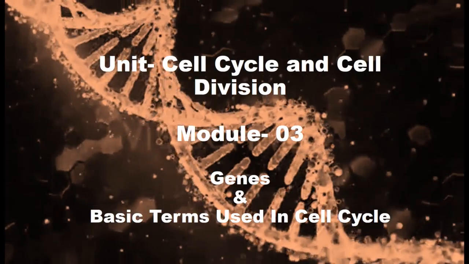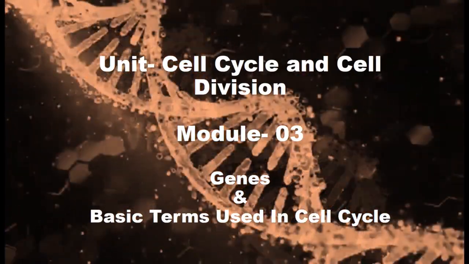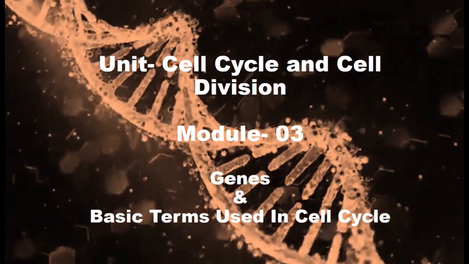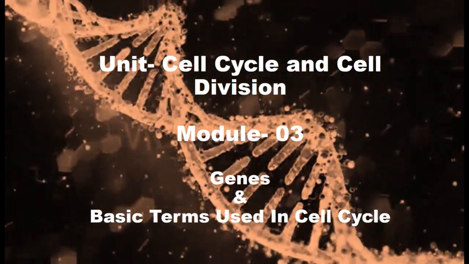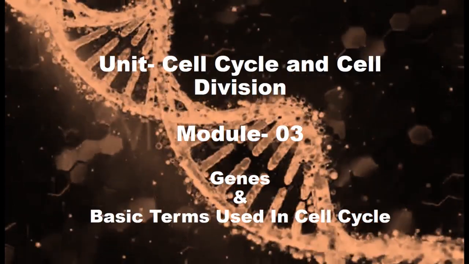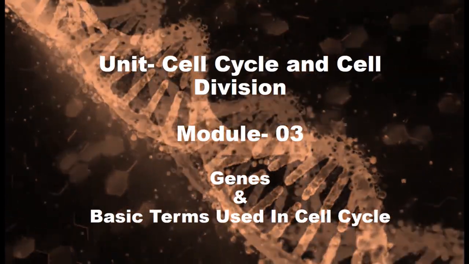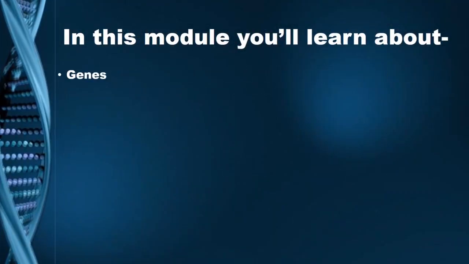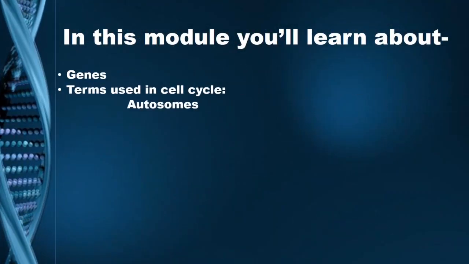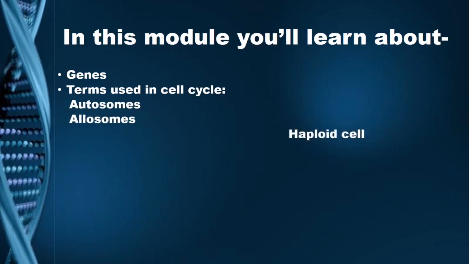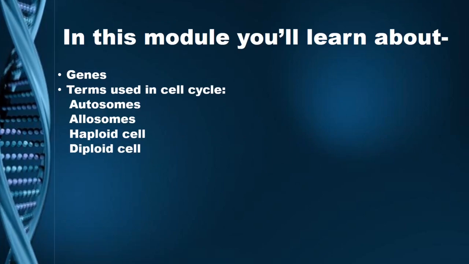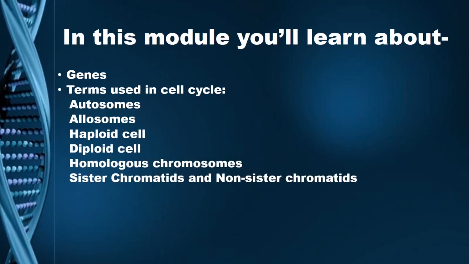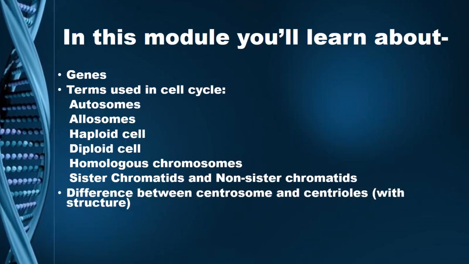Everyone, in the last class we discussed chromosomes. In this class we will learn about some important terminologies associated with cell cycle and cell division. We often get confused between some words. What are genes? What is the difference between autosomes and allosomes? How can we say if a cell is haploid or diploid? What are sister chromatids and non-sister chromatids? What is the difference between centrosome and centrioles?